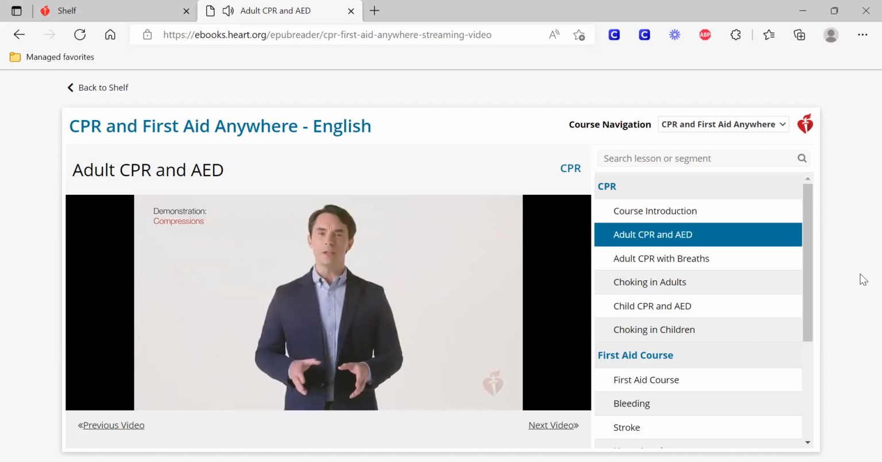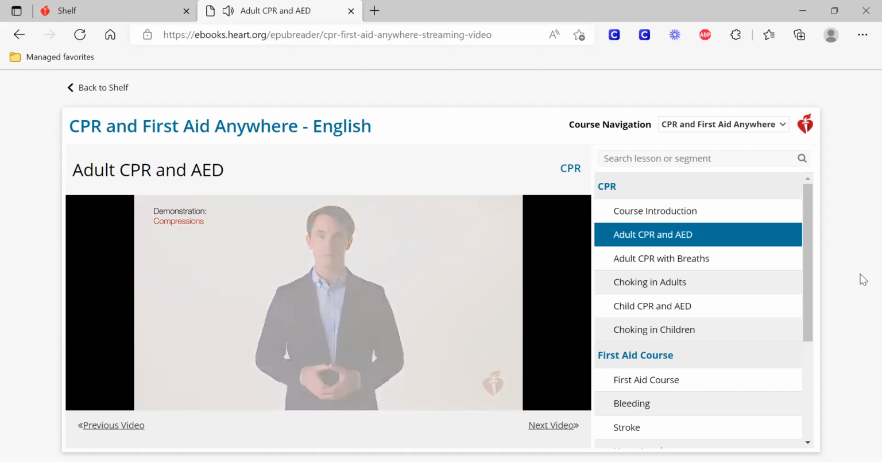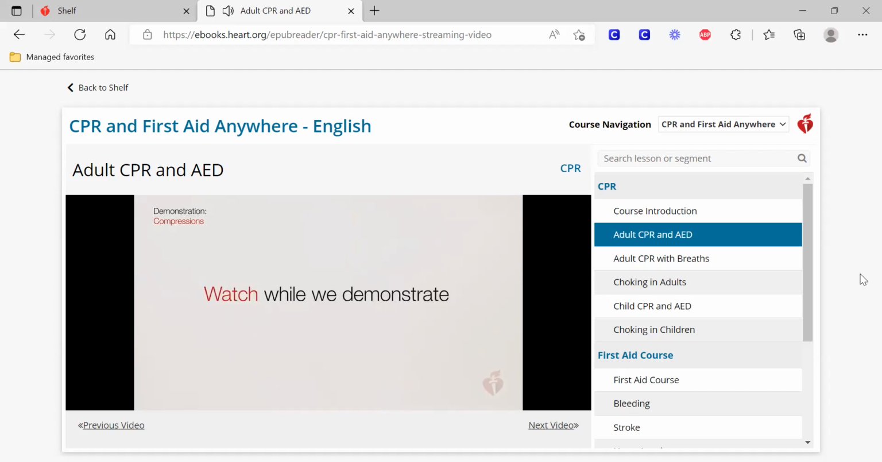In your lifetime, you may have to perform compressions on a real person, acting like the heart and helping to push oxygen-filled blood to the brain and the rest of the body. Your quick and confident action can help someone survive when his or her heart stops beating. We're going to teach you how to give high-quality compressions. Watch first, then you'll get a chance to practice.